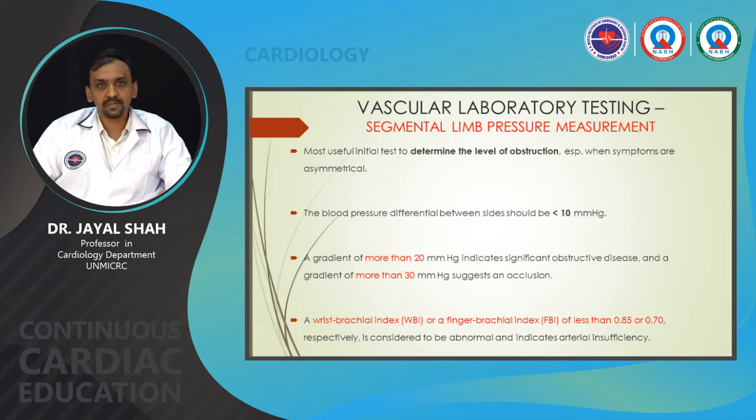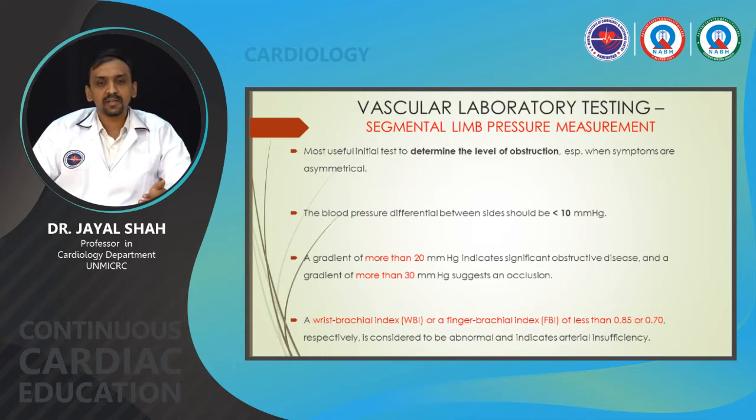So coming to the workup for a patient with upper extremity vascular disease, we can start with a segmental limb pressure measurement in the vascular laboratory. It is the most useful initial test to determine the level of obstruction, particularly when the symptoms are asymmetrical. The blood pressure differential between the sides is normally less than 10, but if the gradient is more than 20, it suggests a significant obstructive disease, while a gradient of more than 30 suggests an occlusion.